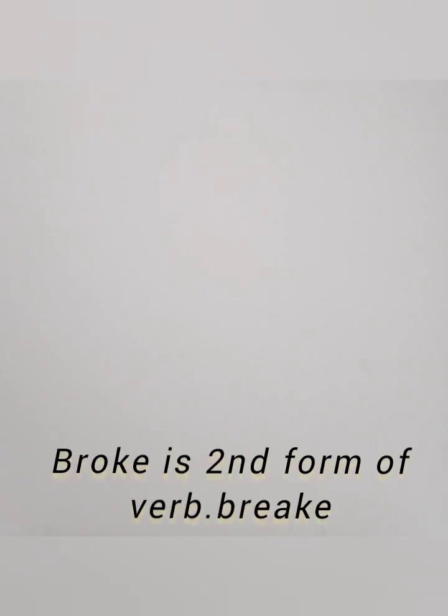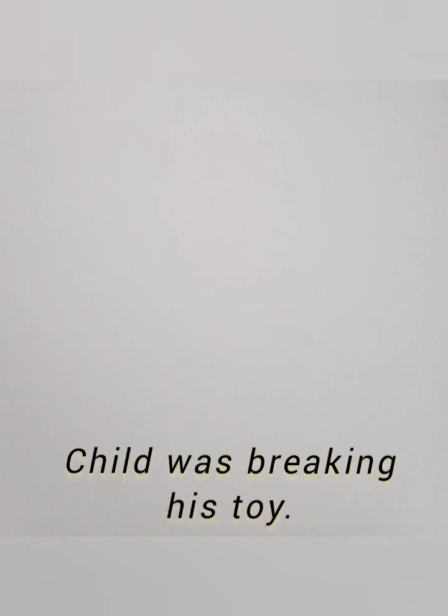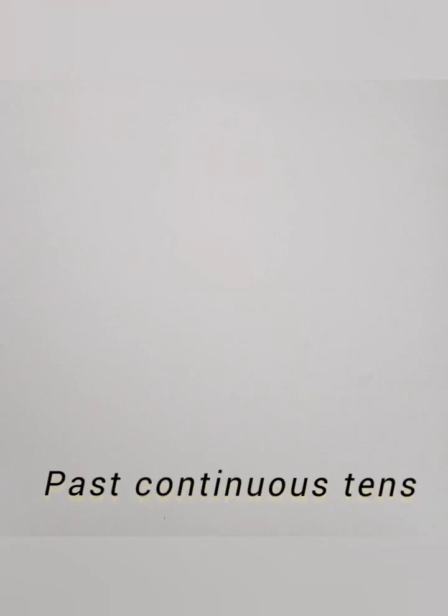Child broke his toy. It is the sentence of past indefinite tense. Child broke his toy and broke is the second form of verb. First form is break. Child was breaking his toy. It is the sentence of past continuous tense.